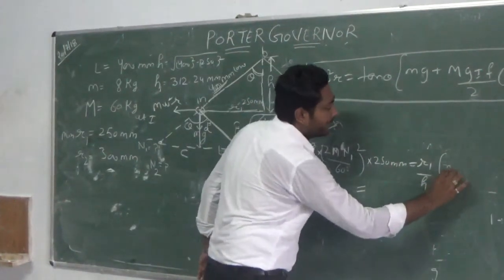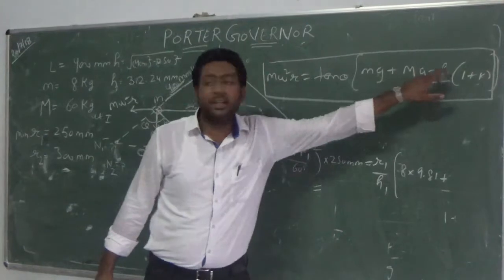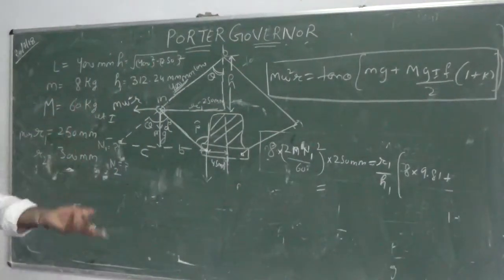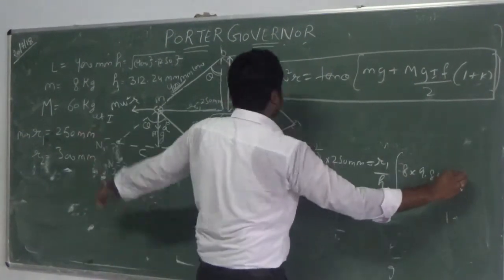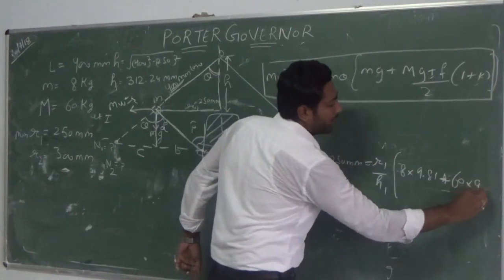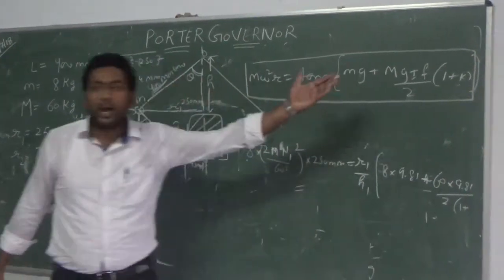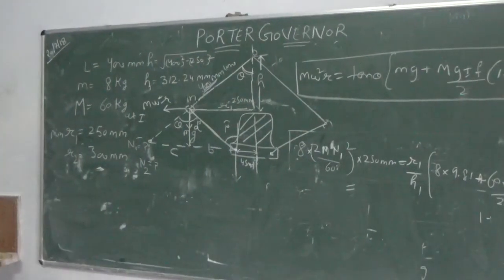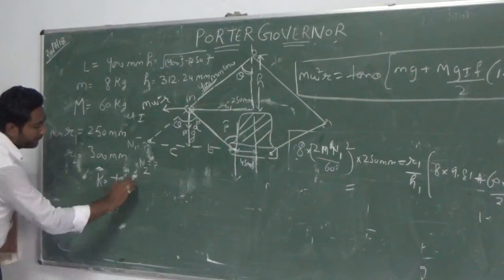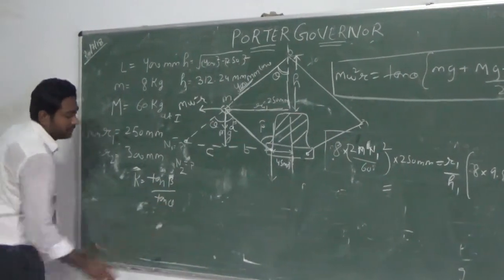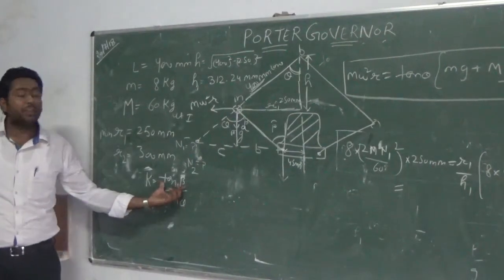Small m is 8, g is 9.81 plus friction. If friction is not given, then friction is 0. Capital M is given. What is the value of capital M? 60 into 9.81 upon 2, into 1 plus k. How do we calculate the value of k? What is k? k is tan beta upon tan theta. We already calculated the value of tan theta, but how do we calculate the value of tan beta?